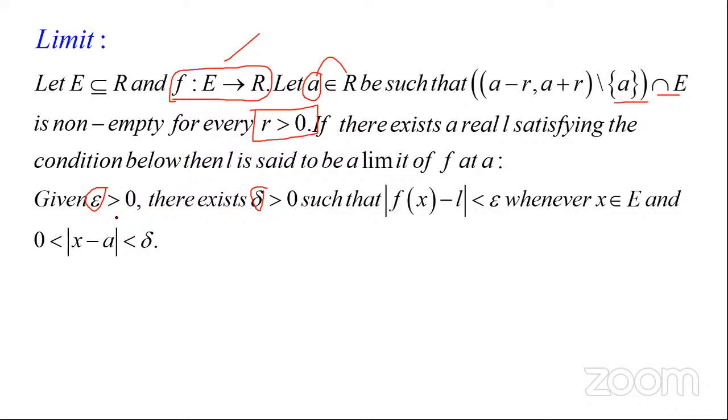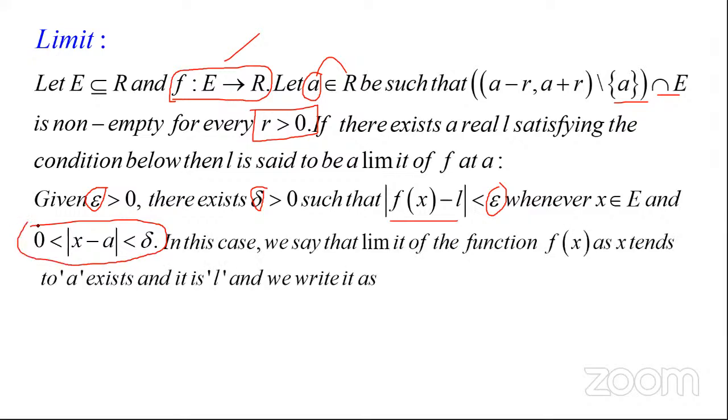Such that mod of f of x minus L is less than epsilon, where epsilon is greater than 0, whenever x belongs to E and 0 is less than mod of x minus a is less than delta. This is the condition.